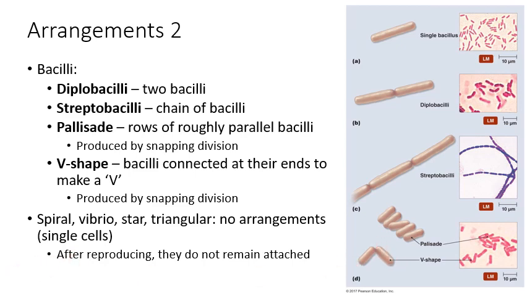So there's a special type of cell division called snapping division that forms the palisades and the V-shapes, and we'll get into that later on in the semester. For some of the other cell types, like the spirals and the vibrios, they don't really have arrangements. You always find them as single cells, and that's just because they don't remain attached to each other after they've divided.